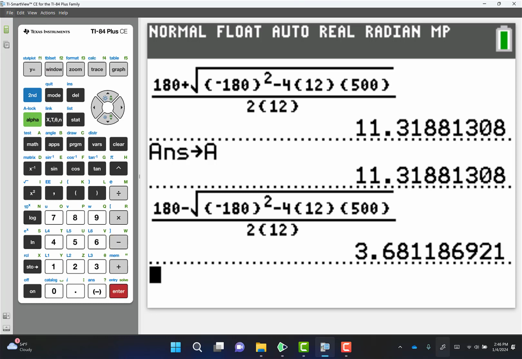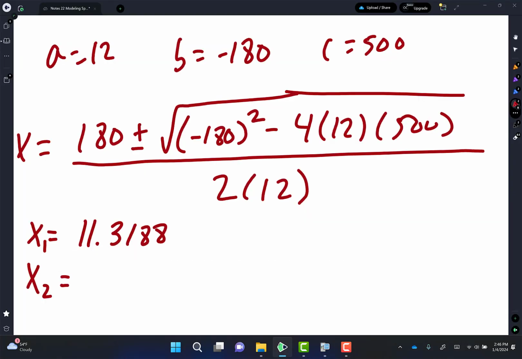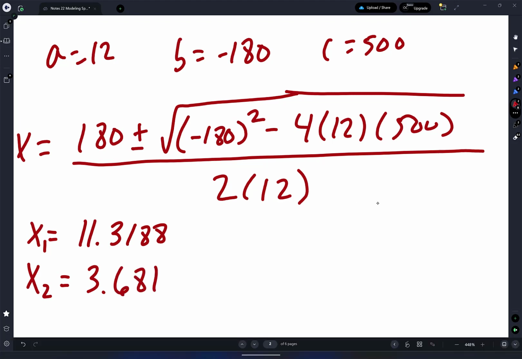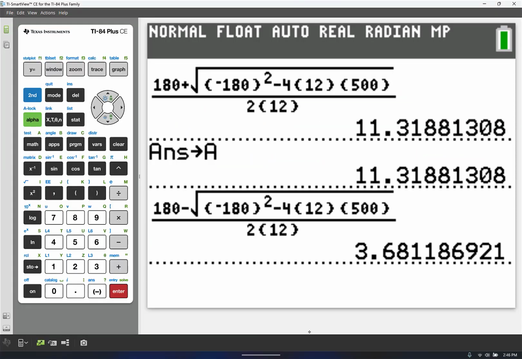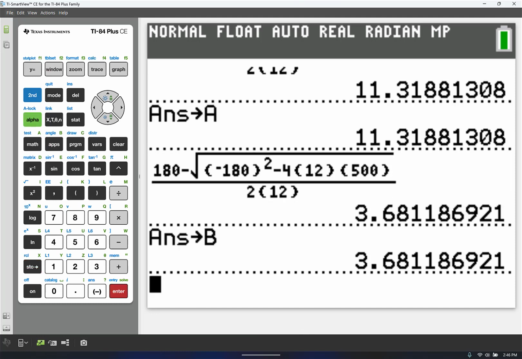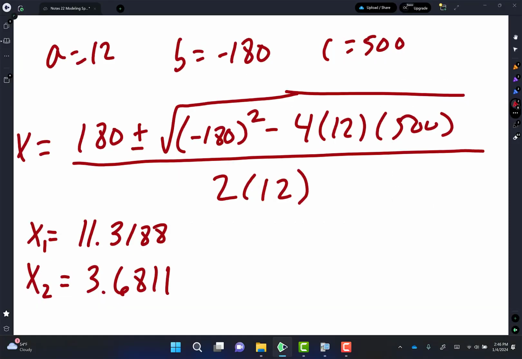There it is. What is the other one? Give me more digits. 6 8 1 1. Okay. I'm going to store this to B. One of them I can use and the other one I cannot. And maybe this is what I should have mentioned about that restriction one. Okay, which one can I not use and why?